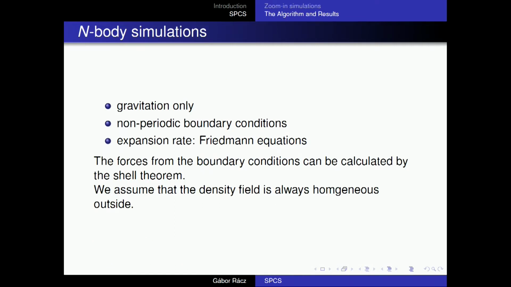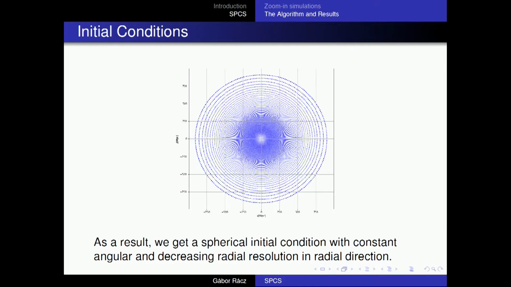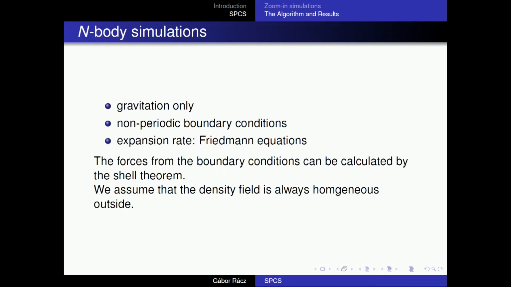So, we got initial conditions, so we should run n-body simulations. I forgot to mention that in this initial condition we have only 1.5 million particles, so we reduce the number of particles. So we should run n-body simulations.